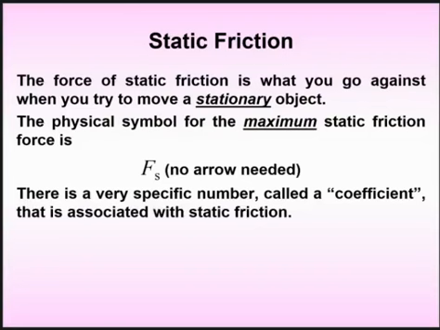Reflection and refraction. How many people remember something called index of refraction? It's the thing that tells you how light bends when it goes into a glass-like medium, something that could pass light. Some people call it the coefficient of refraction. That's my point. If some number is associated to a certain material, it's usually called a coefficient. So there's a very specific number called a coefficient that's associated with static friction.